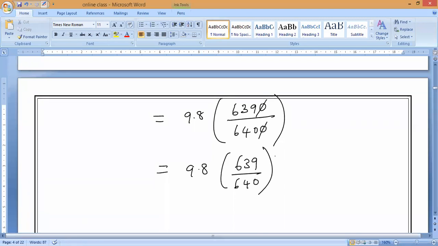Laksha, are you solving? I want answers now. 639 divided by 640, how much is it? Which is equal to 9.8 into 0.